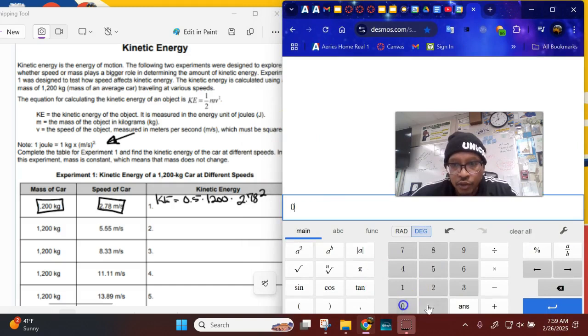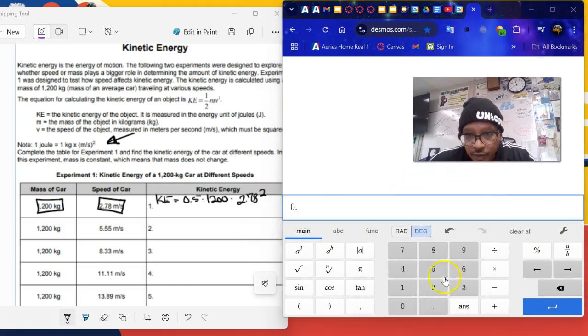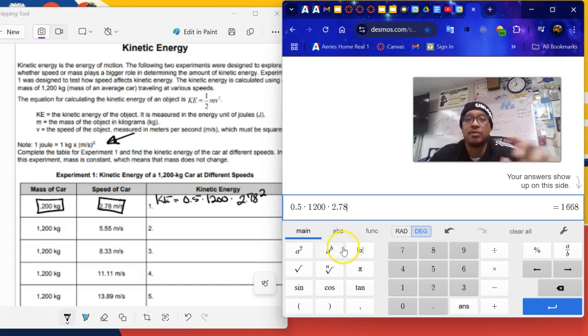Okay, so then I'm going to go 0.5 times 1,200. So I'll put that in there. And you can also type this, so that might be faster if you use the typing. Times. And then I'm going to go to 2.78. Now, here's something I did want to show you guys.